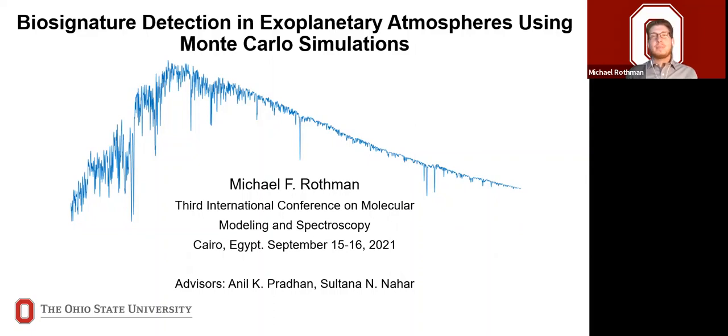Hello, my name is Michael Rothman, and today I'm going to be discussing my research on biosignature detection in exoplanetary atmospheres using Monte Carlo simulations. My research here at Ohio State University is done under the advisement of Anil K. Pradhan and Sultana N. Nahar.